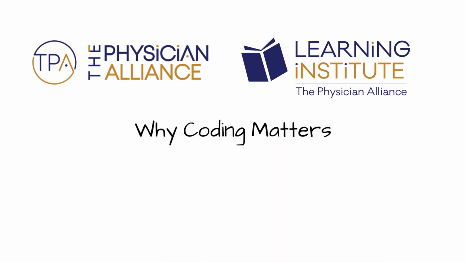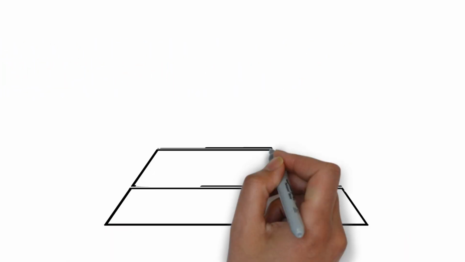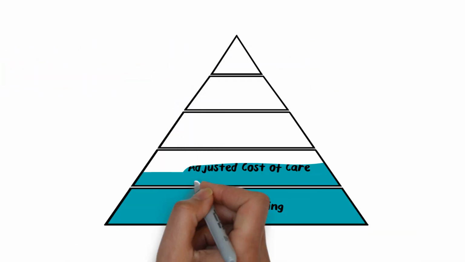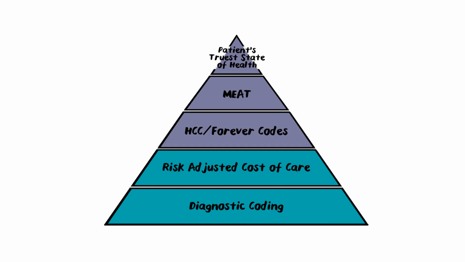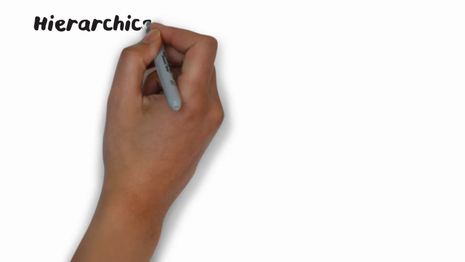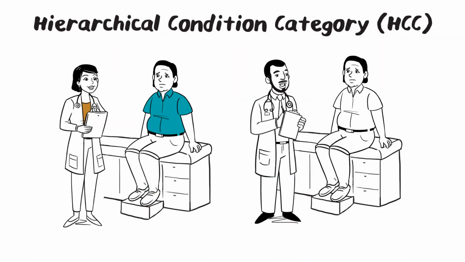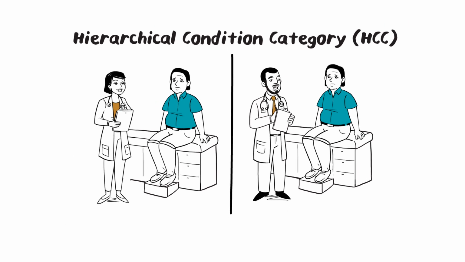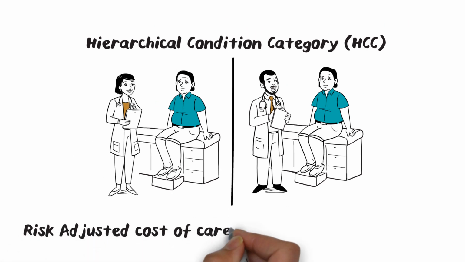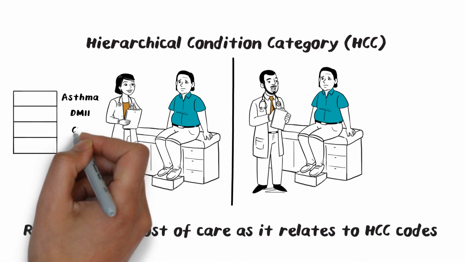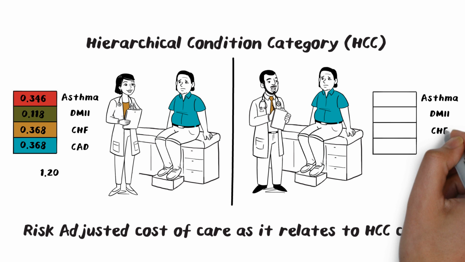Why coding matters. Hierarchical condition category coding helps communicate the complexity of a patient's state of health. HCC codes directly influence risk-adjusted cost of care for the patient. This makes it more critical than ever to accurately document and code for the conditions being treated.